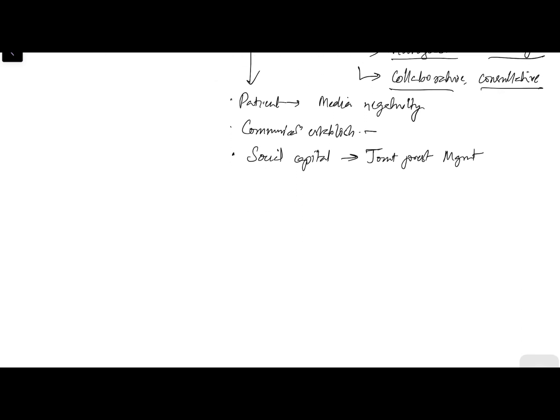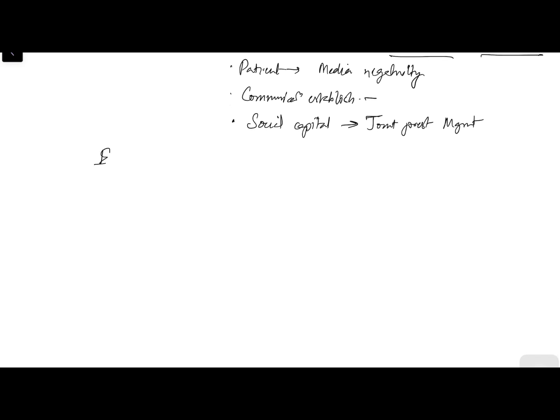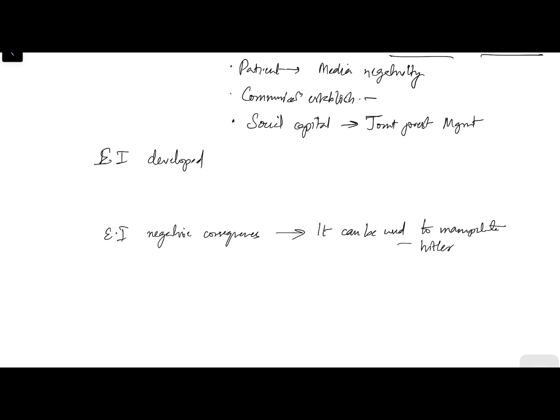Now what other things can we link? Okay, yeah. So one thing we can do is how is EI developed. The other thing would be EI's negative consequences. It can be used to manipulate people in a wrong way. Let's say Hitler's case would be a good example.